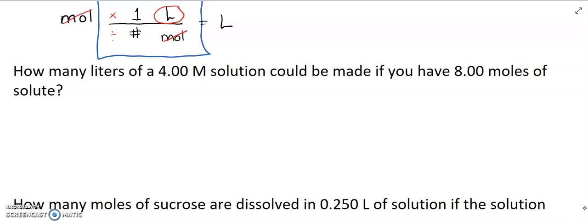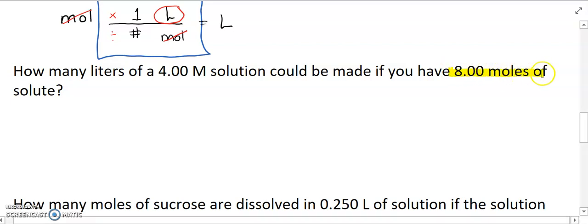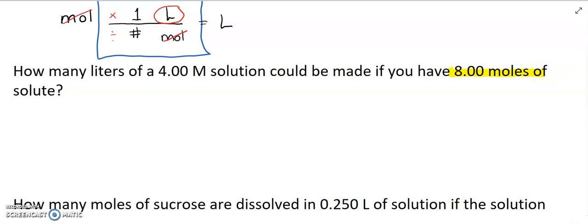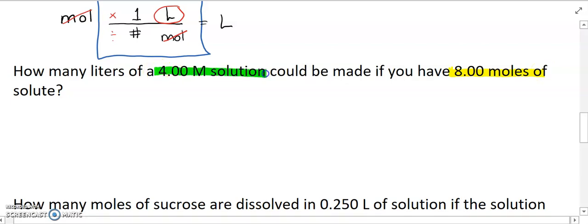So when I'm taking a look at a problem: how many liters of 4.00 molar solution could be made if you have 8 moles of solute? Well, I have 8 moles of solute, and I have a 4.00 molar solution. My first step is going to be taking that 4.00 with a capital M and changing it into 4.00 moles per 1 liter of solution. Now it's going to become much more friendly for my problem. So first note, you are never going to start with molarity.